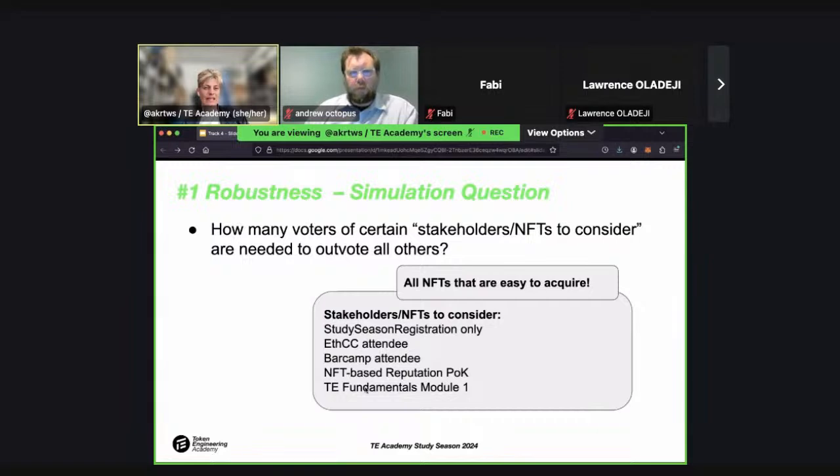Okay, so I stop here for a moment and let's check if everybody has a clear picture of this aspect of robustness in the verification. Any questions? Welcome.